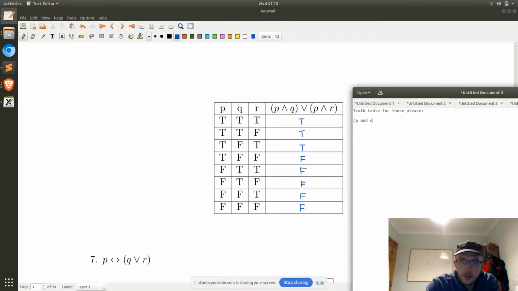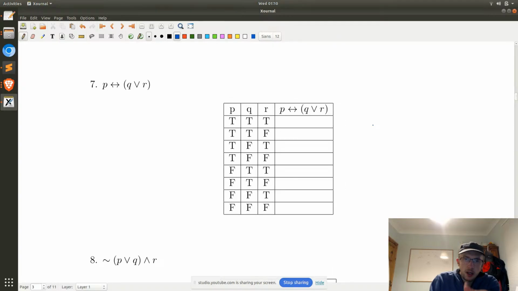P and Q or P and R. That's number 6. Number 7. That's only true when you have true on the left and true on the right. So true there. True or false? Well, that's true.